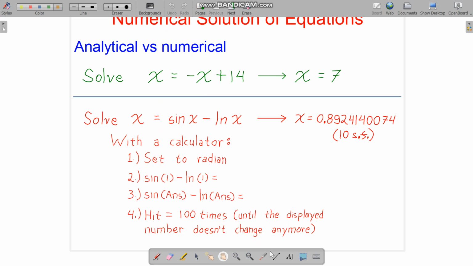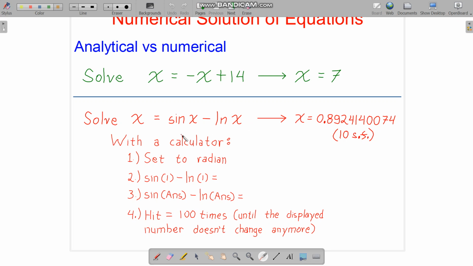But for this kind of question, for example, x equals sine x ln x, we cannot find the answer by hand or manually. We have to use a calculator, or we have to somehow try out the solution. Like for example, we try if x is 1, will it satisfy this equation, or maybe x is 0.5, will it satisfy the equation, and maybe 0.6, 0.7, and we try all the possible numbers. So if we want to get the answer correct to 10 significant figures, it'll take forever, of course.